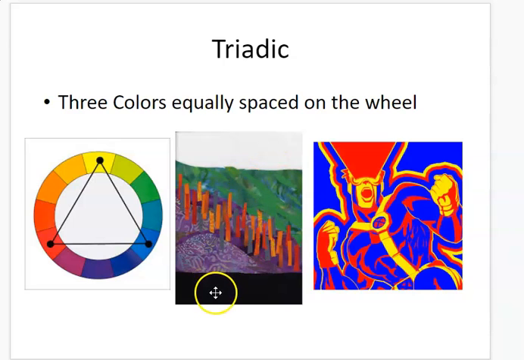Orange, I don't know what this is supposed to be, trees and mountains, okay? And here, one of the X-Men, I'm drawing a blank right now, Cyclops. Cyclops is done in triadic colors, okay?